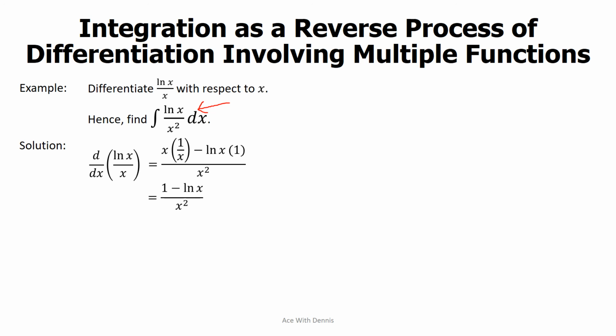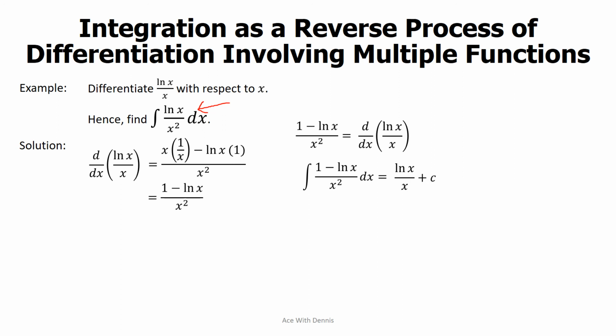So we have to rewrite our equation, which is (1 minus ln x) over x squared equals d over dx of ln x over x. Then we integrate both sides, which is the integration of (1 minus ln x) over x squared dx equals ln x over x plus c. Remember, this is rule number 2, right? If we differentiate this function, we get this function. Therefore, when we integrate this function, it will give us back this function plus a c.